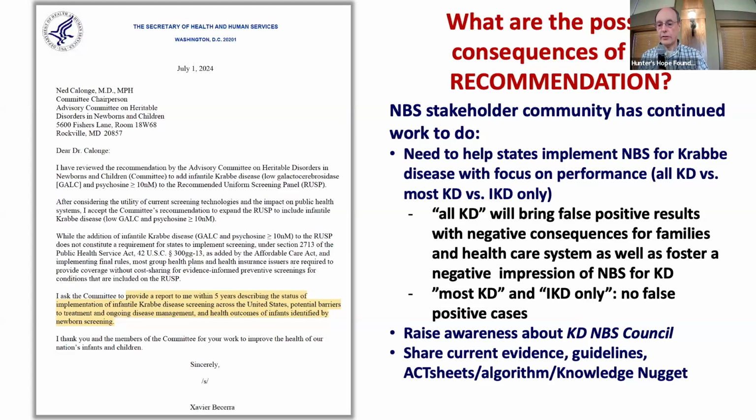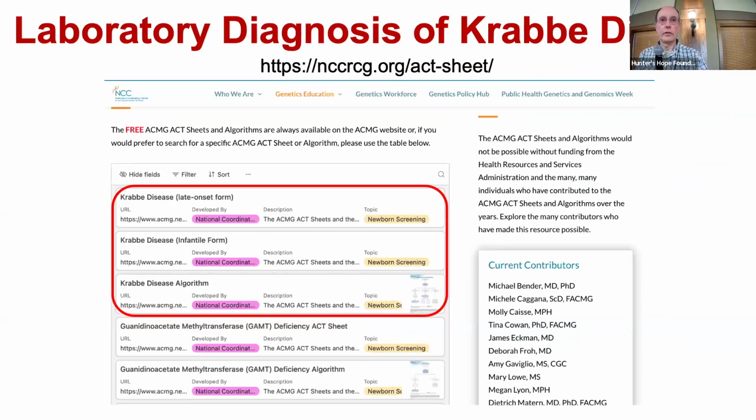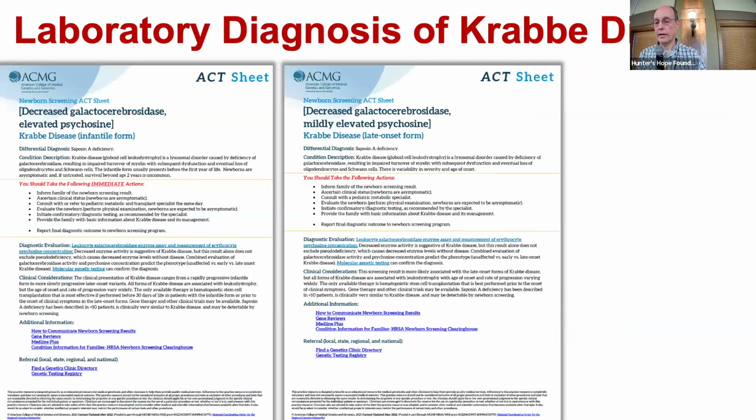And then we have to raise awareness about the Krabbe Disease Newborn Screening Council that we will hear about as a means to help the follow-up people to go through difficult cases. And we should share with the states the current evidence and guidelines, as the guideline I mentioned already, but also there are ACMG ACT sheets, algorithms, and a knowledge nugget that you can find online. These are designed to help the primary care provider who is receiving the abnormal results to figure out what's going on when they get a result that says your patient may have Krabbe disease.